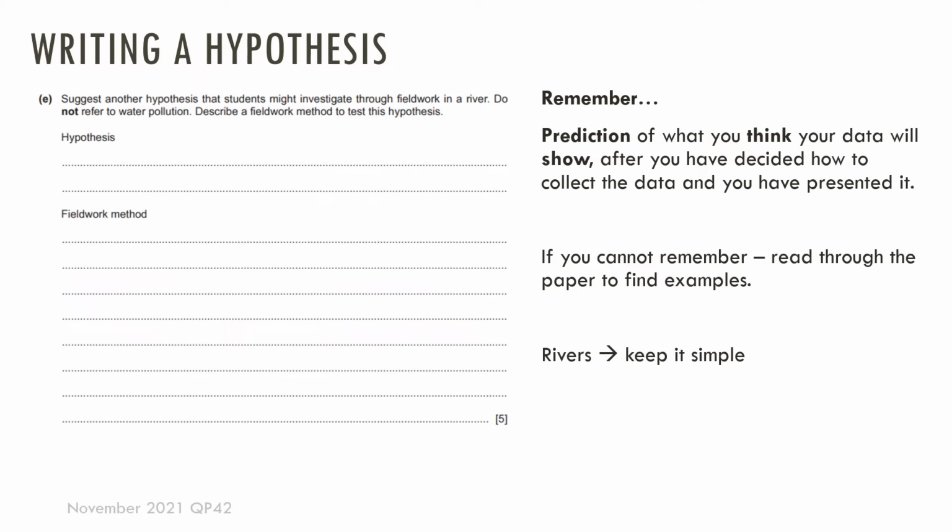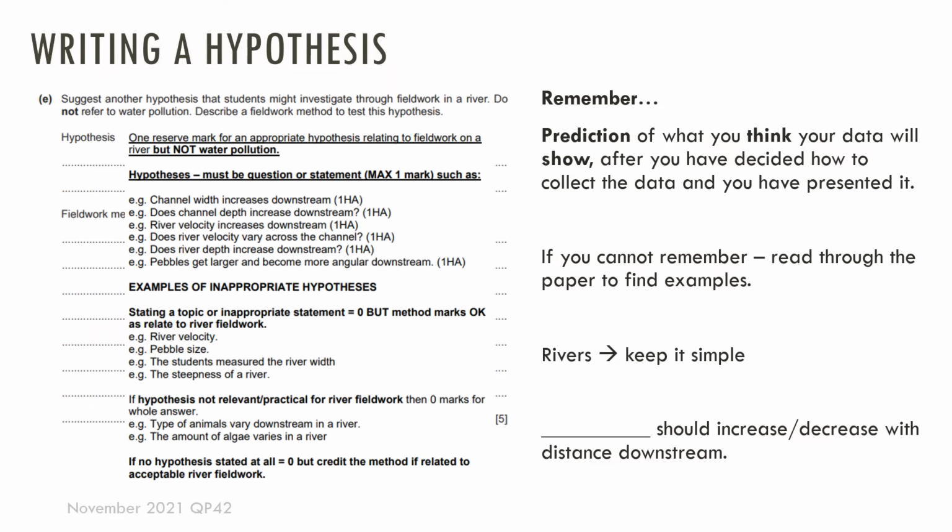In this particular case, it's rivers, so keep it simple: a characteristic of that river, in this case velocity, should either increase or decrease with distance downstream. And in this case, the velocity should increase with distance downstream. And here is what the mark scheme would look like. You get 1 mark for stating channel width increases downstream, etc.